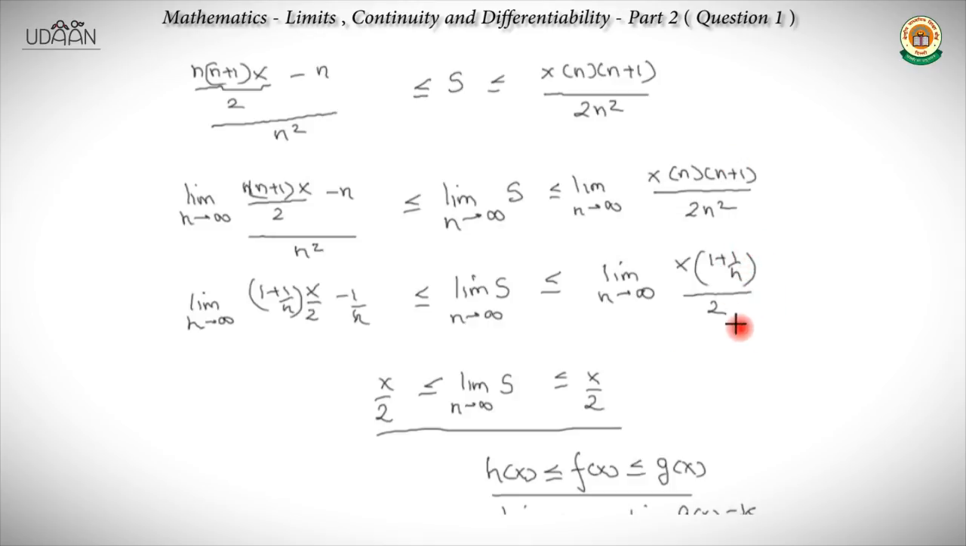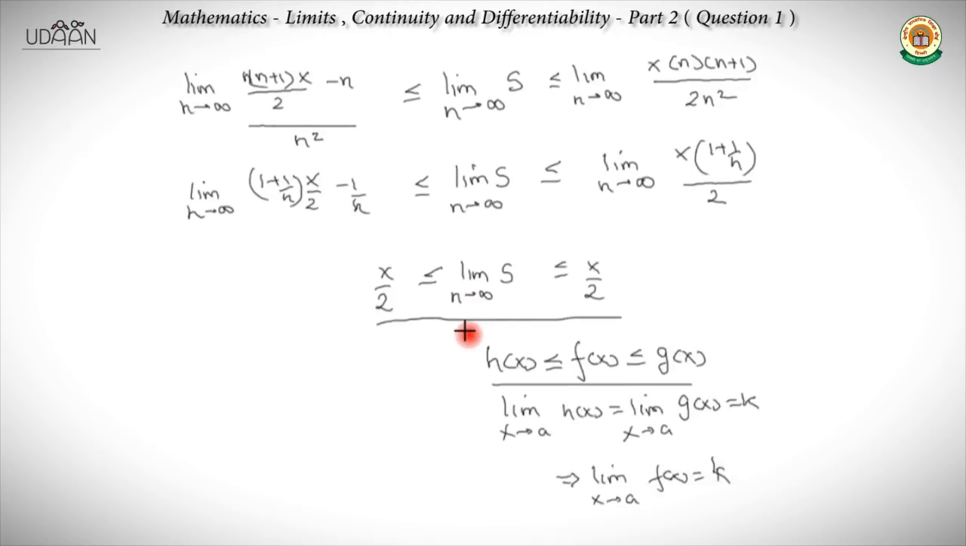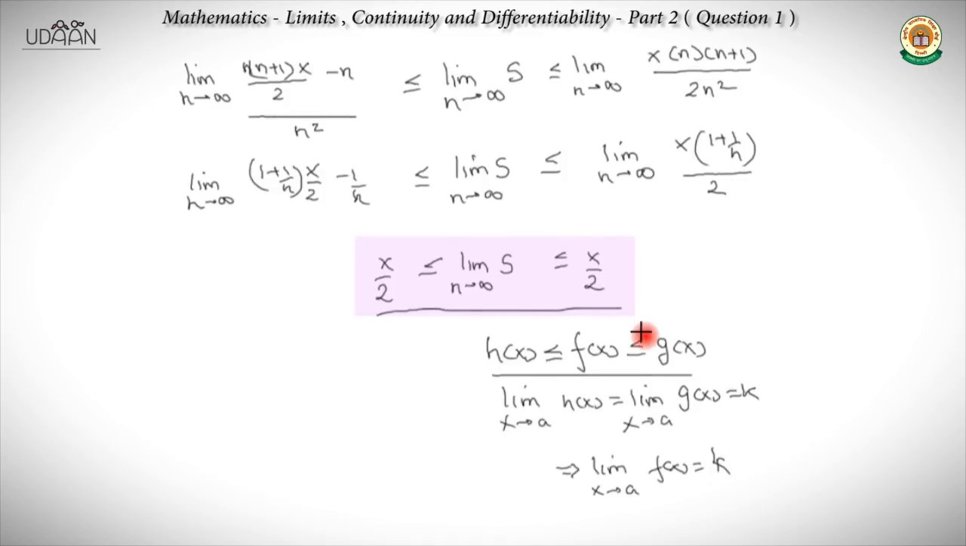So now we are left with limit of s when n tends to infinity is less than or equal to limit n tends to infinity x times 1 plus 1 by n, whole divided by 2, and is greater than or equal to limit n tends to infinity 1 plus 1 by n into x by 2 minus 1 by n. Similar deductions as in the right hand limit will hold in the left hand limit. Now we know that limit n tends to infinity 1 by n equals 0. So we use this concept and conclude that limit n tends to infinity s is less than or equal to x by 2 as well as greater than or equal to x by 2.